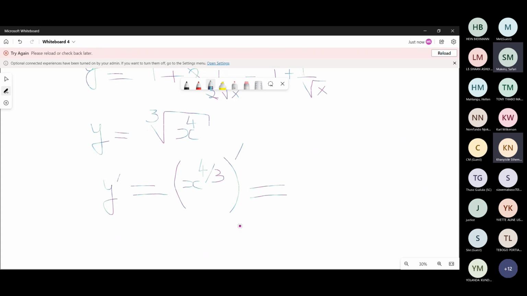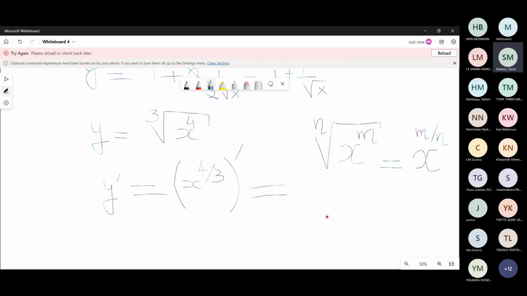So first, remember this. If we have the n-th root of x to the power m, by definition, this quantity is the same as x to the power of what? Who can continue? You take m over n, divided by n, like this. Now you have a power, now you can apply the power rule.